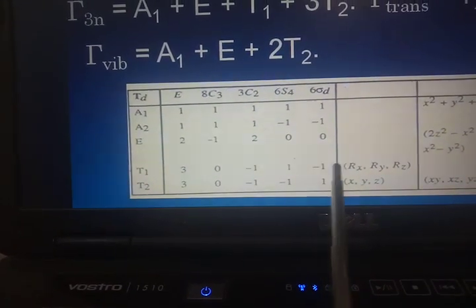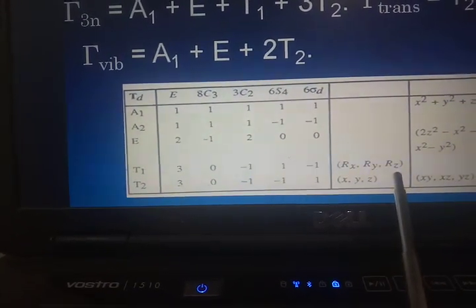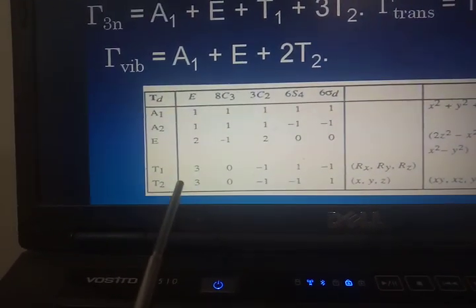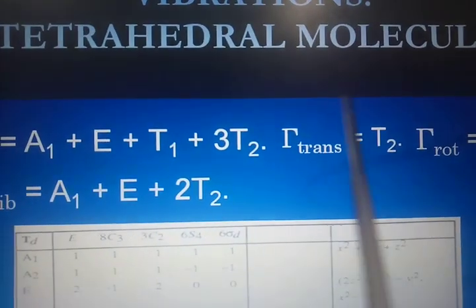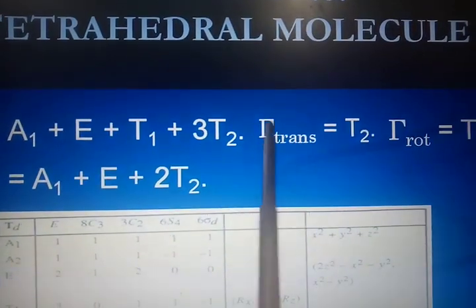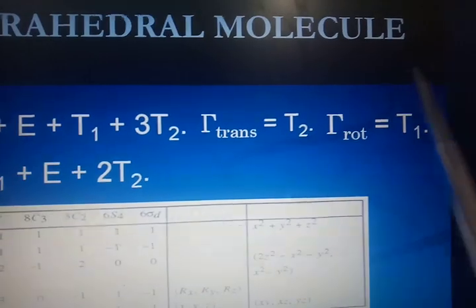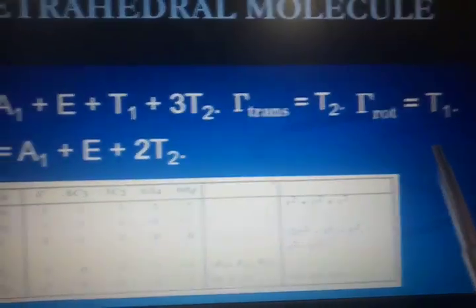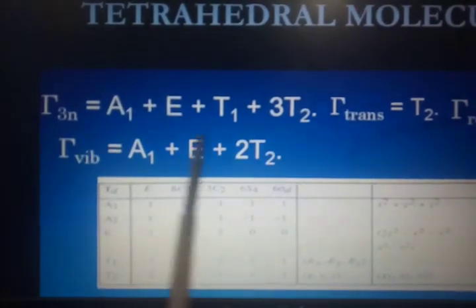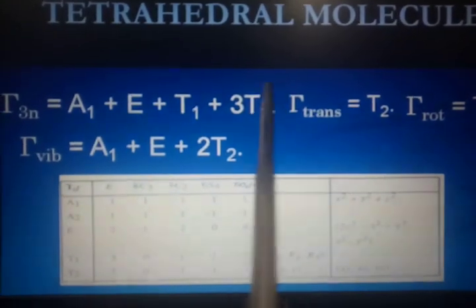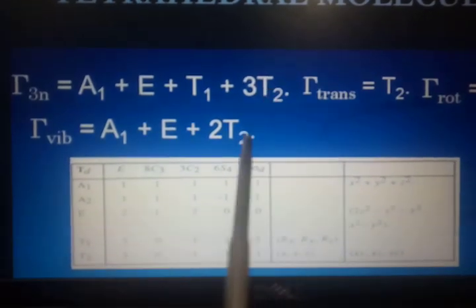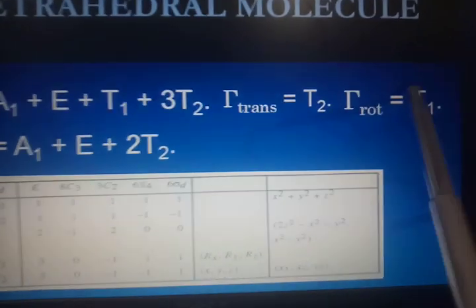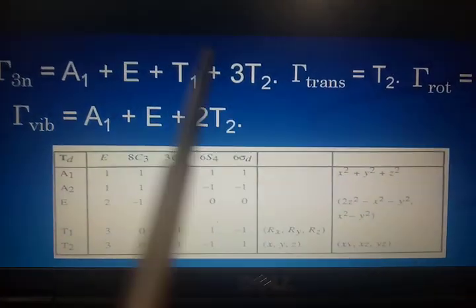Similarly, all the rotational vectors Rx, Ry and Rz correspond to irreducible representation T1. Thus, the translational degree of freedom is represented by irreducible representation T2, while the rotational degree of freedom is represented by T1. When we subtract these two from the total degrees of freedom, we are subtracting 1 T2, so this value will reduce from 3 T2 to 2 T2, and the rotational corresponds to T1, so we have to remove this T1.